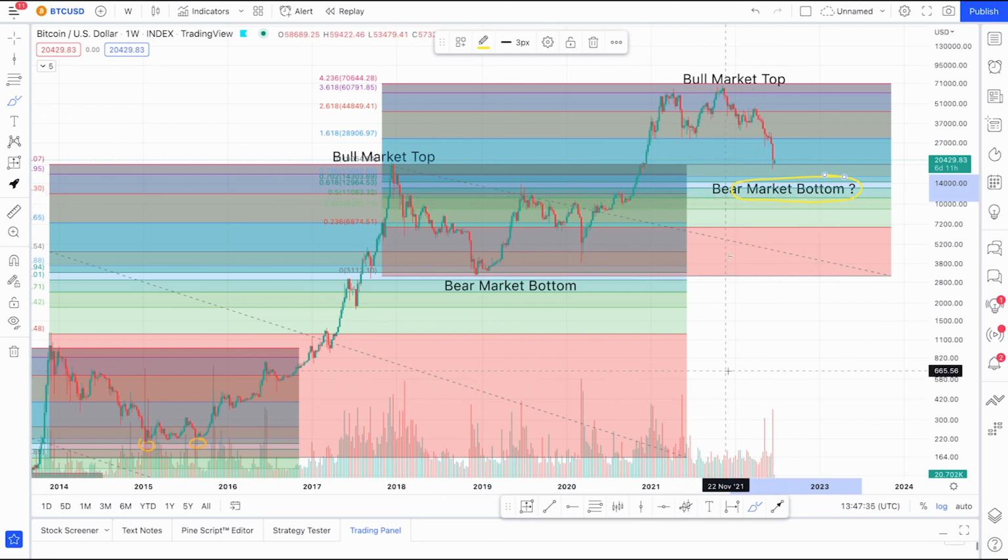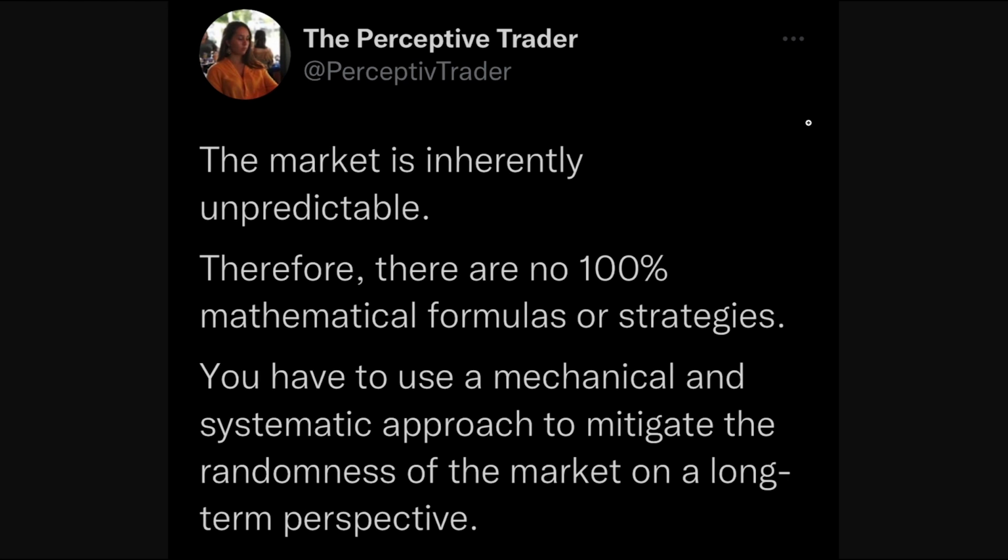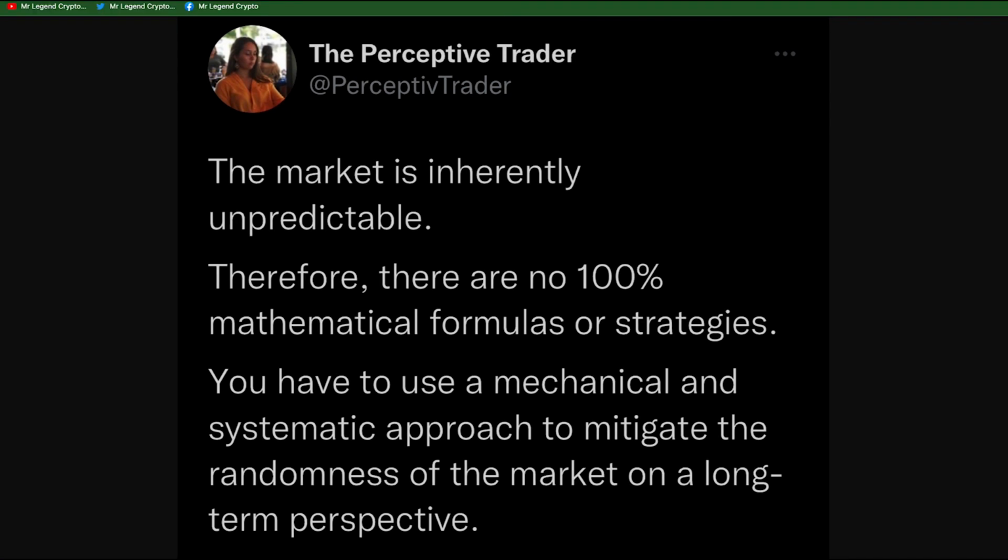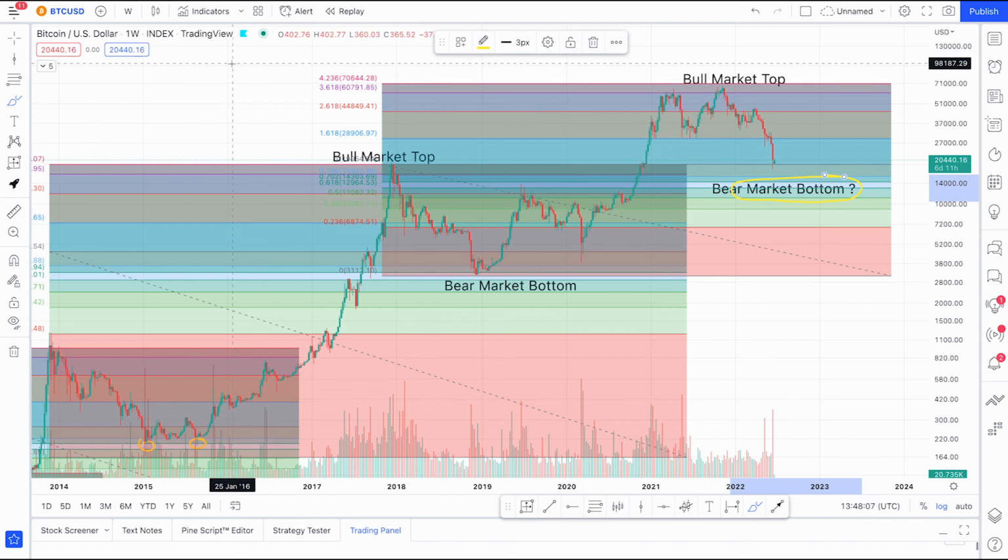Guys, remember, this is not financial advice. I'm not a financial advisor. Do your research. Guys, before I go, remember, the market is inherently unpredictable. Therefore, there is no 100% mathematical formula or strategy. You have to use a mechanical and systematic approach to mitigating the randomness of the market from a long-term perspective. Remember, after all what I showed you, it's not 100% right. It cannot just work 100% of the time. Things can actually change, even though history has shown that it always works the same way, because people expect it to change, and that's why it doesn't change.